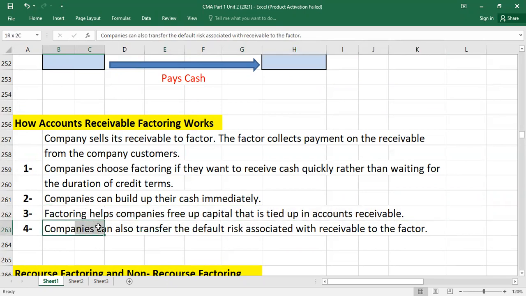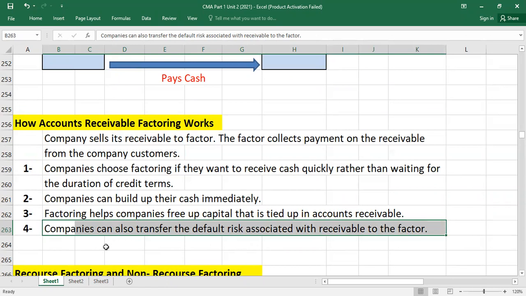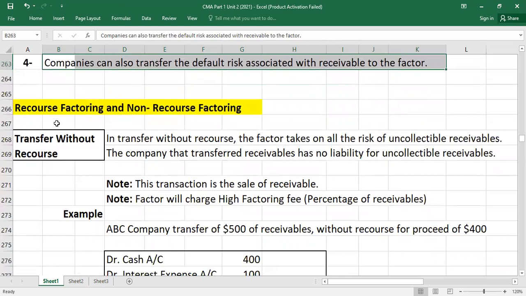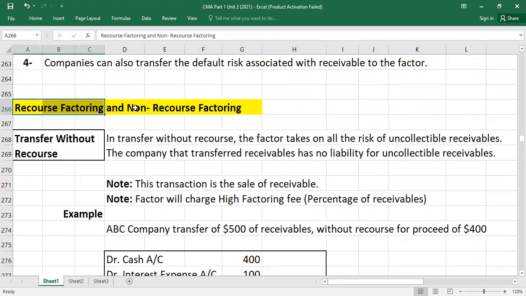The companies can also transfer the default risk associated with the receivables to the factor. Actually, it is not necessary that the risk of bad debts, the risk of uncollectible accounts, you will transfer to the factor, because it depends upon the arrangement. Sometimes we will make an arrangement with the factor company in which we will transfer the risk of default onto the factor's shoulders. Maybe in another arrangement the company itself will bear the risk of default. So it depends upon the arrangement. Here we have two types of arrangement. The first arrangement is called recourse factoring, and the second arrangement is called non-recourse factoring.